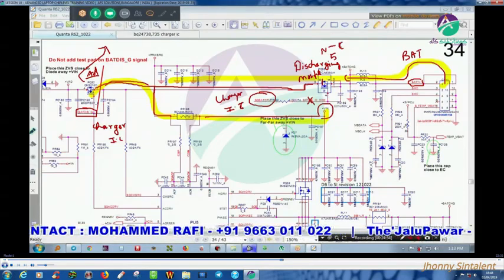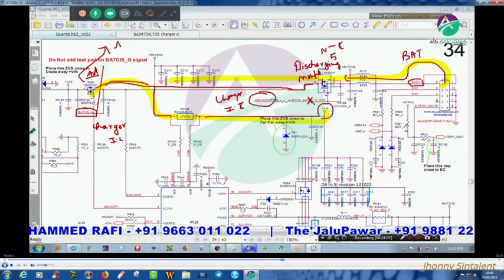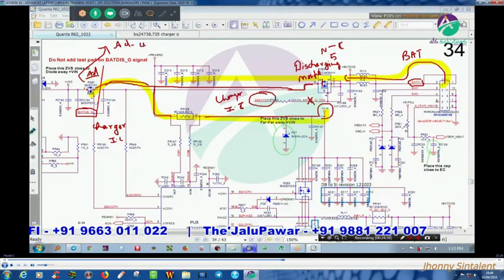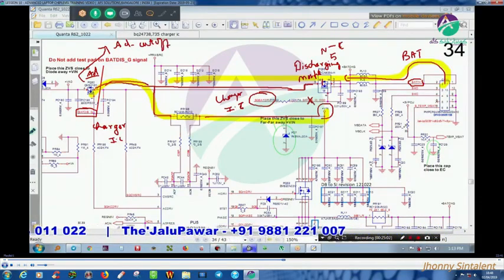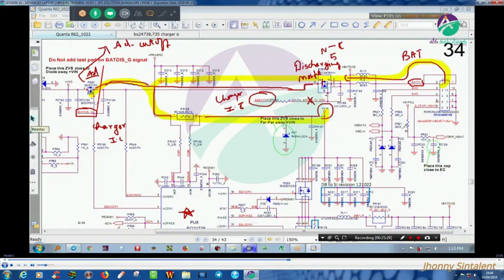This MOSFET is called the adapter cutoff MOSFET. Why? When the battery is 100% charged, this charger IC is making a cutoff. When this cutoff happens, this battery voltage is reaching my Vin port. My goal is I should have a Vin. So here my charger IC plays a major role. That is point number 1.